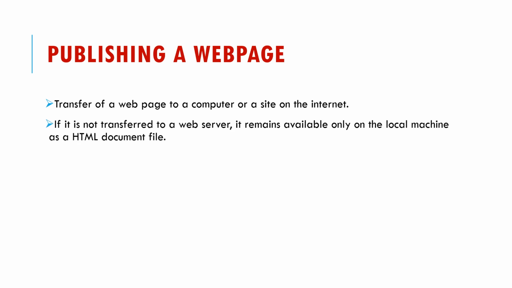The last topic of this chapter is publishing a web page. Publishing a web page refers to the transfer of a web page to a computer or a site on the internet from where it can be served by an HTTP server so that people all over the world can access and read it. Till the time the proposed web page is not transferred to a web server, it remains as an HTML document only on the local machine.